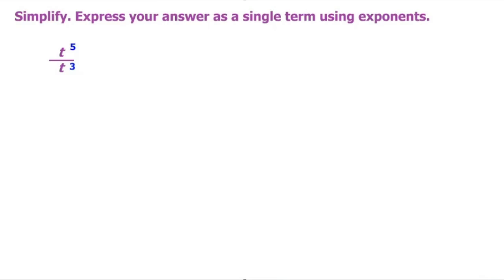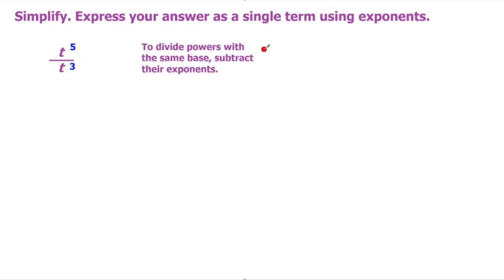In today's video, I'm going to teach you about division with exponents where the base is a variable. So we have a problem like this. It says simplify, express your answer as a single term using exponents. And here we have a variable t, and this one is to the power of 5, and this one is to the power of 3.